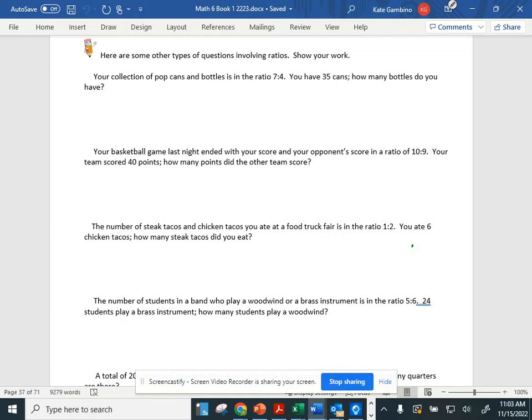So the first thing we're gonna ask ourselves is which side is the cans and which side is the bottles? Aiden? Is it the 7 side? No, never mind. Who thinks they know? Your collection of pop cans and bottles is in a ratio of 7 to 4. Which side is the cans and which side is the bottles? Gigi. The cans. 7 is the cans. How did you know that? Because there's 7.